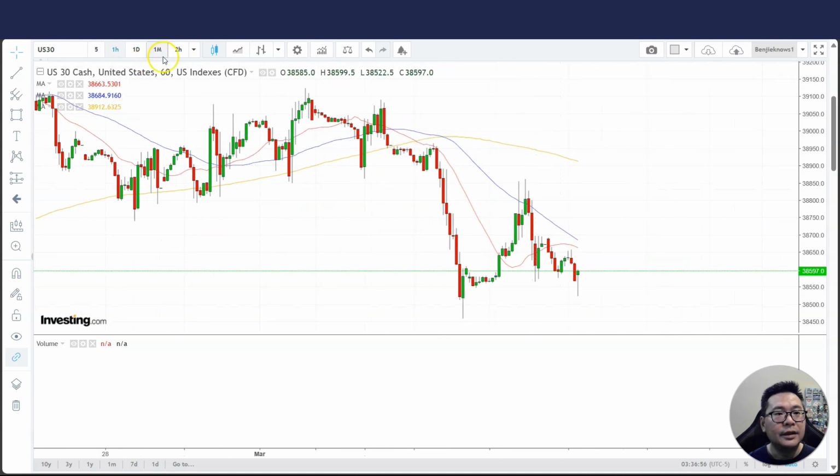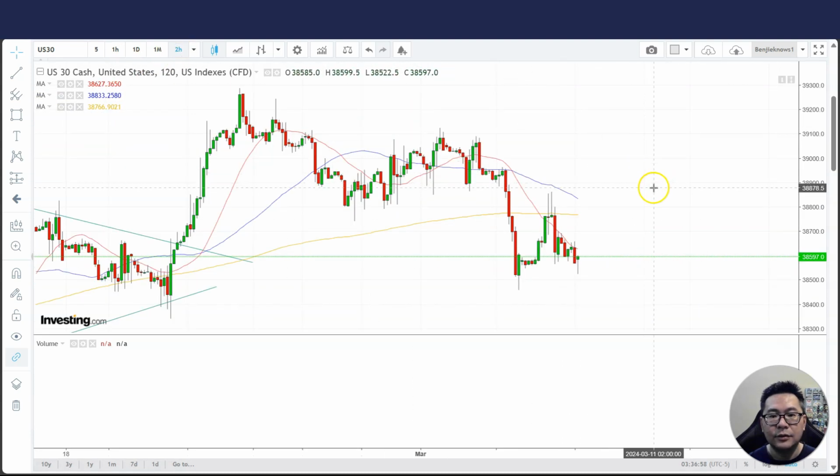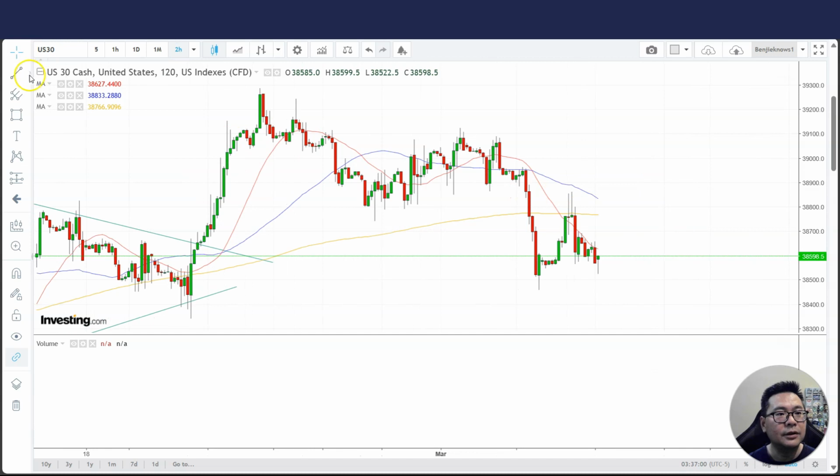So this is the hourly chart. Let me just go to the 2-hour chart. What you want to do is draw this trend line and see if the Dow can make a double bottom here. Okay, and if it trades back above this downtrend line, it's probably going to move higher. But if this double bottom doesn't work, it could sell off more, and that's okay.